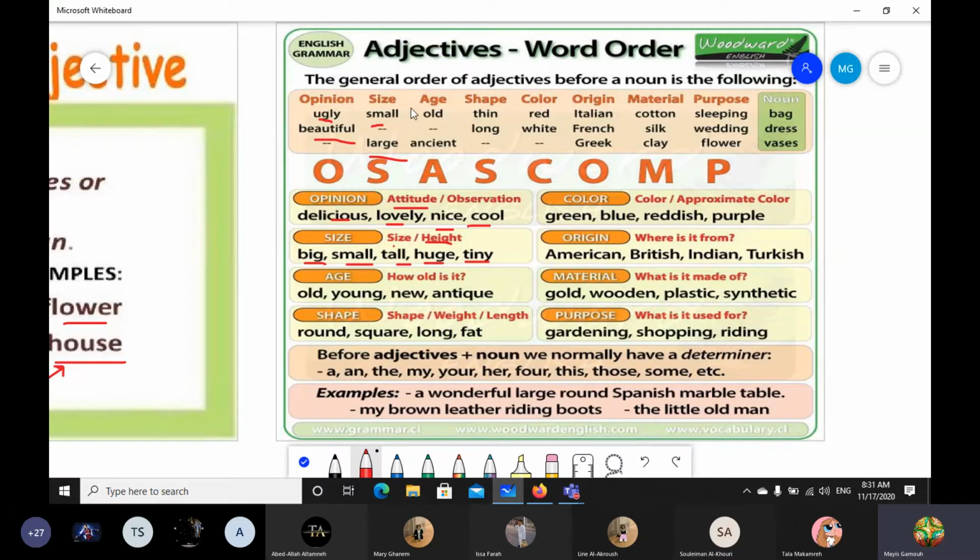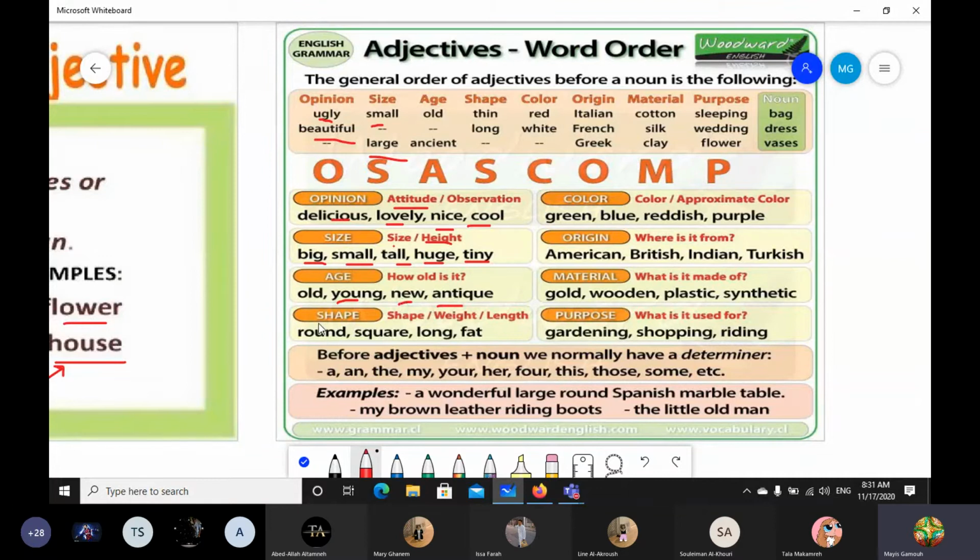And then we will go to the age. Is it old? Is it ancient? If we are talking about something very, very old, we can say ancient. Is it young? If we are talking about a baby, maybe. Is it new? If we are talking about a thing, or antique, antique.